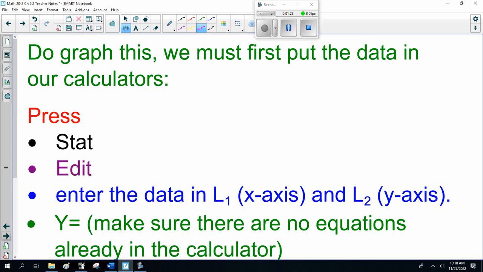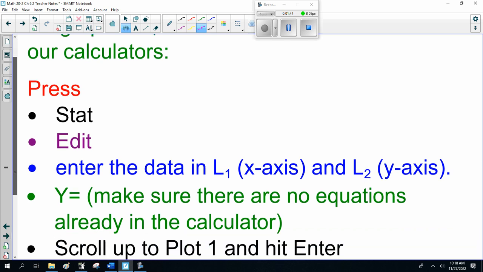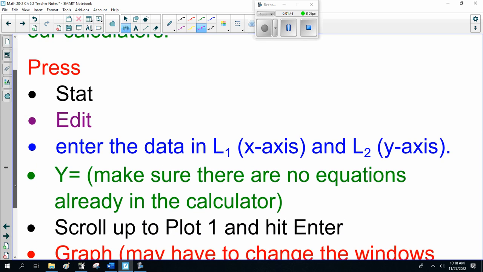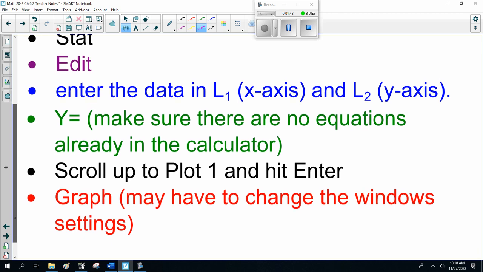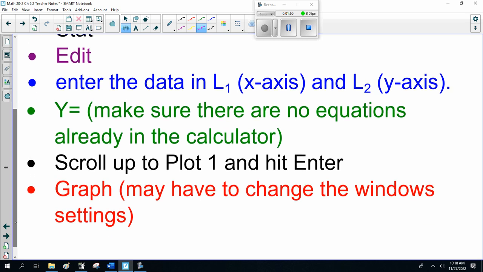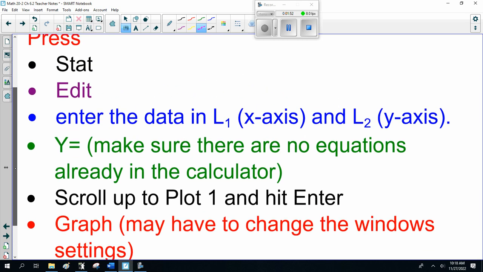To graph this data, we must first put the data in our calculators. So, press Statistics, Edit, enter the data in L1, x-axis, and L2, y-axis, and Y equals. Make sure there are no equations already in the calculator. So go ahead to Plot 1. Hit Enter. Graph. You may have to change the window settings. Now, that's a load there, so let's do that slowly together.